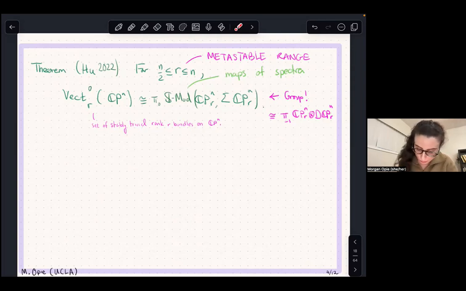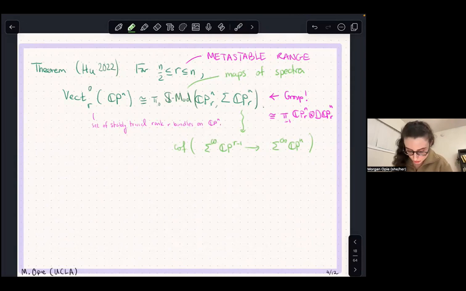Now, just to say, what is CP^N_R? There are some different conventions in the literature depending on how far you go back. This is a spectrum which is concentrated in degrees N through R inclusive. So I can think about this as the cofiber of CP^(R-1) going to CP^N in spectra. An important point is that you don't have a base point here. You've taken pointed suspension spectra, or the base point gets killed if you were to put a plus on both sides. So it doesn't actually matter.